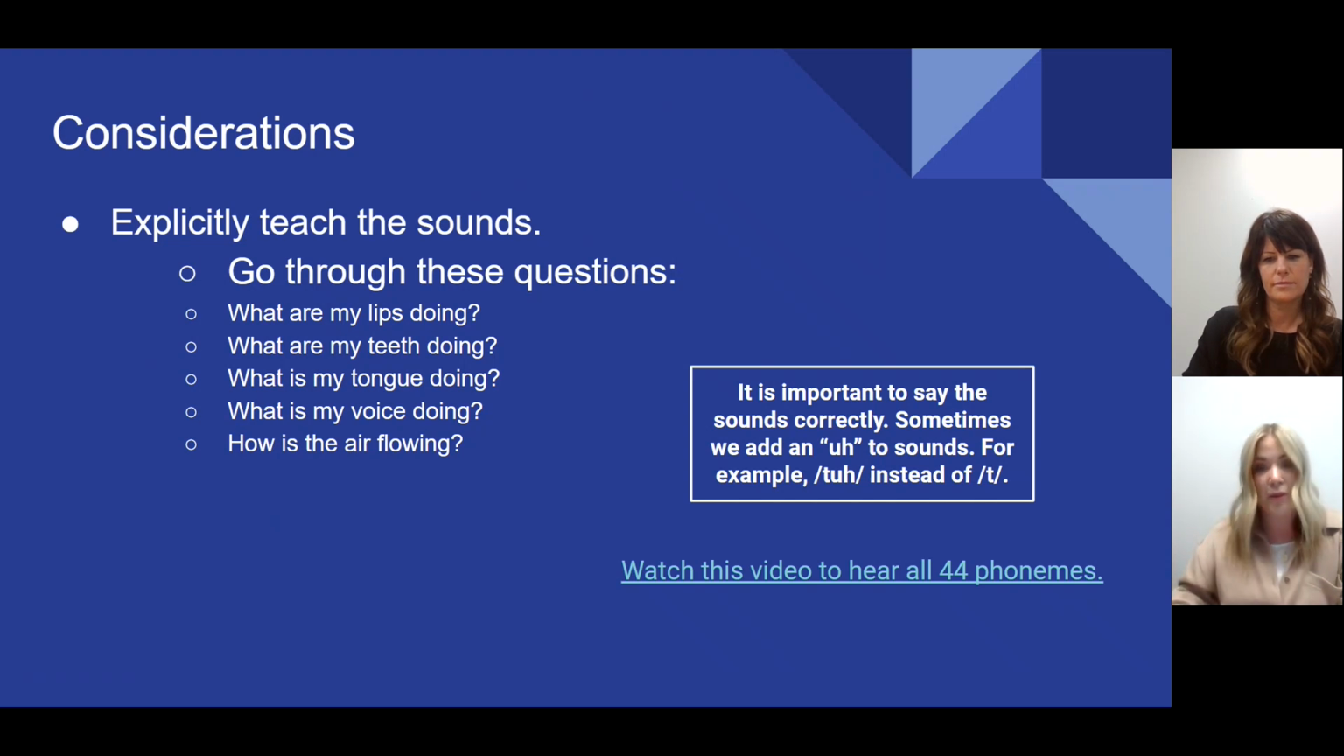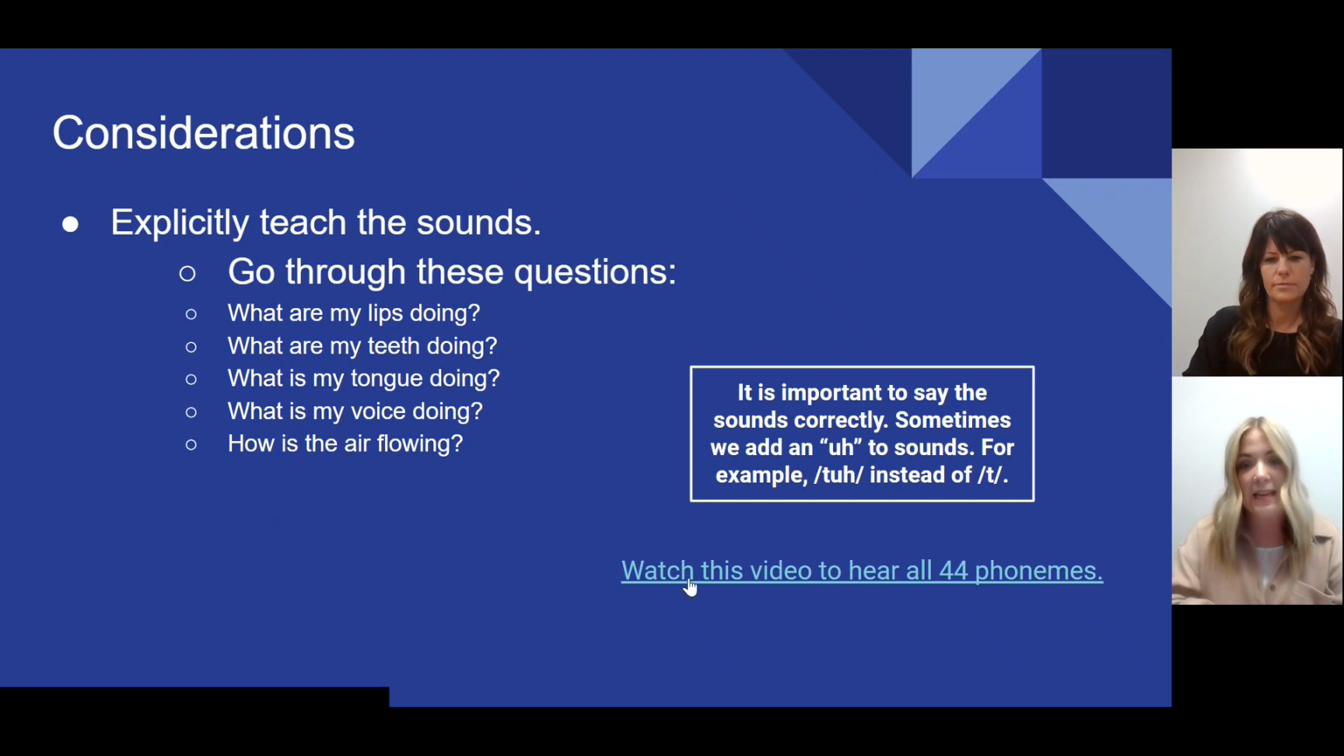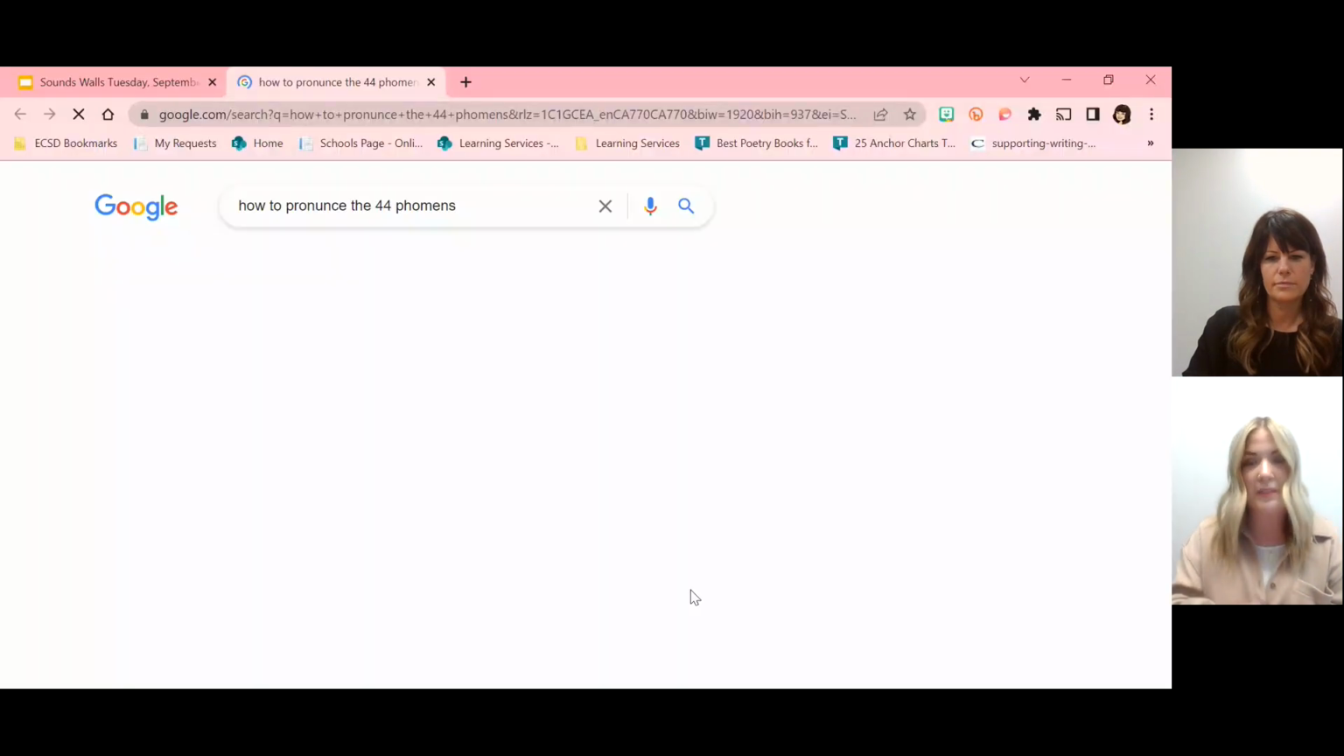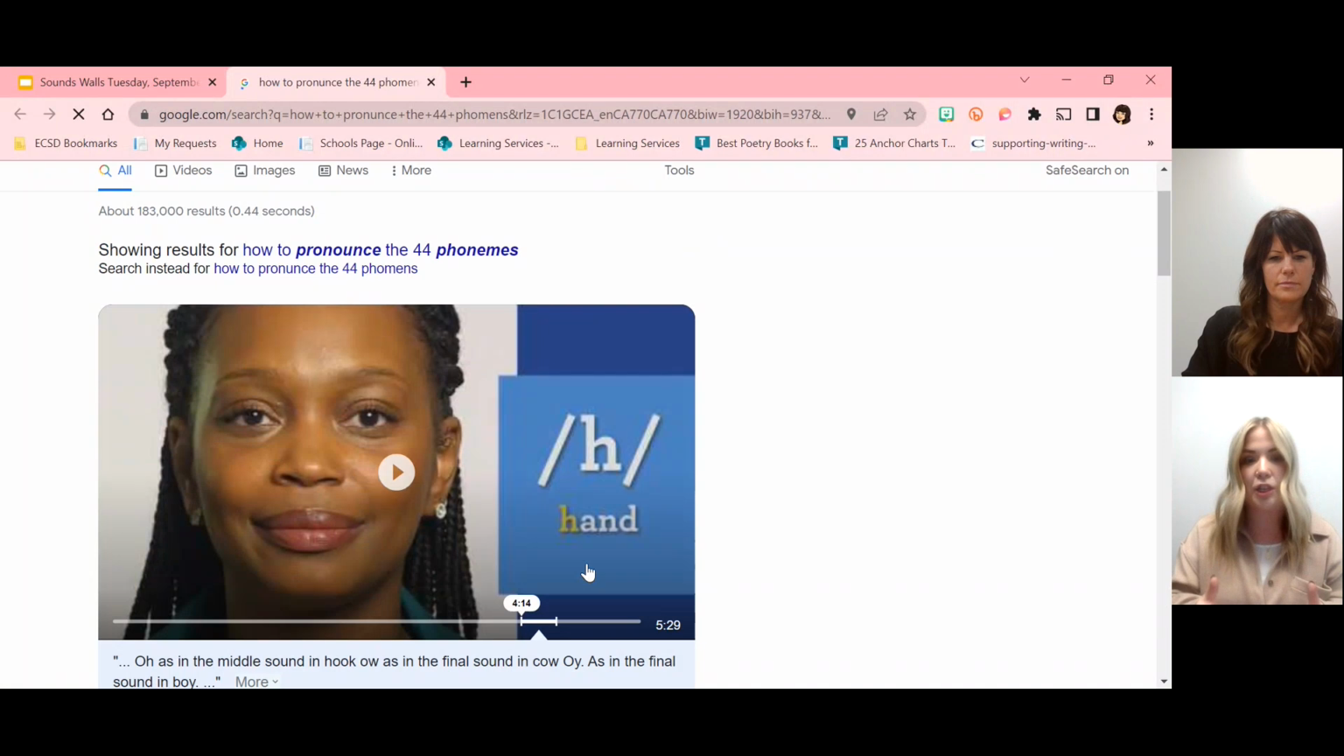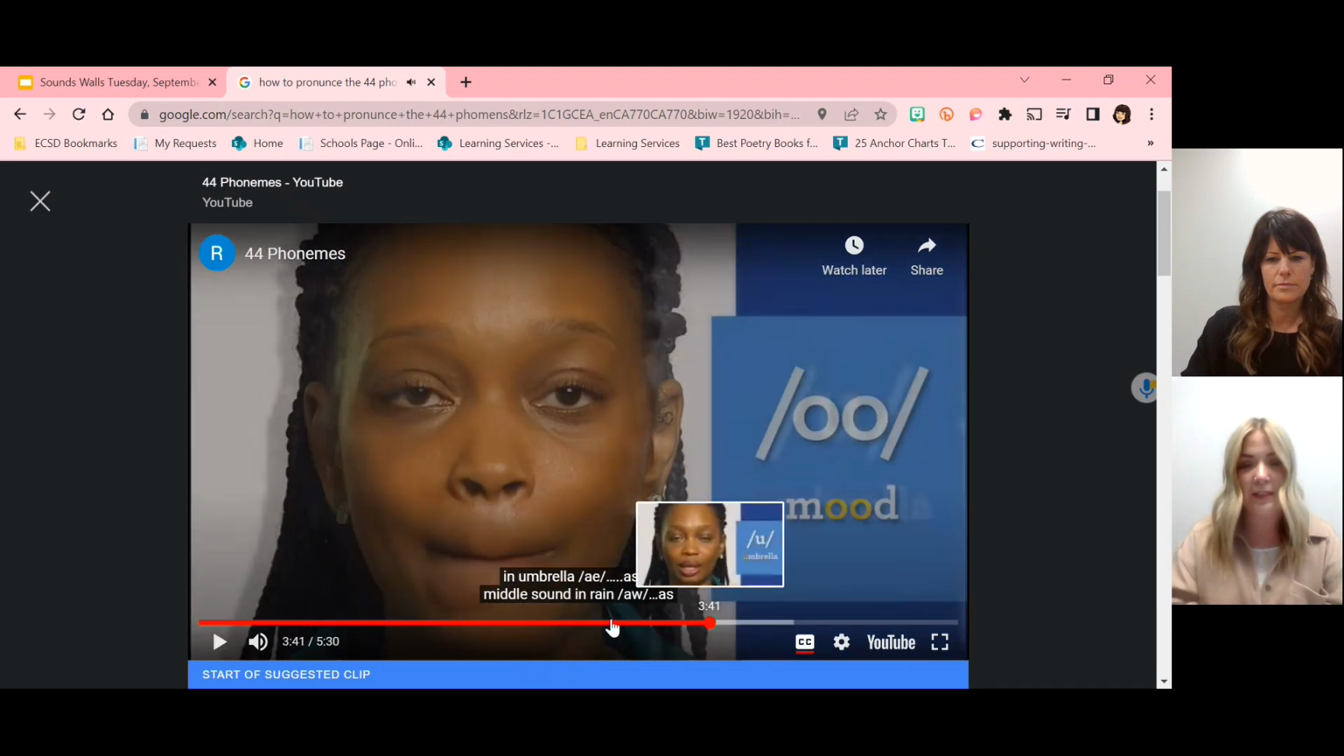And then also another thing you could do is use mirrors for your students to watch themselves make the sounds and see what their mouth is doing and to see what their teeth are doing. So that's just another visual tool that you can use to help them. We have a video here that we want to show you. It takes us through the 44 phonemes, the correct pronunciation, and she explains the schwa sound quite well at the end. So Erin's going to play that for us.